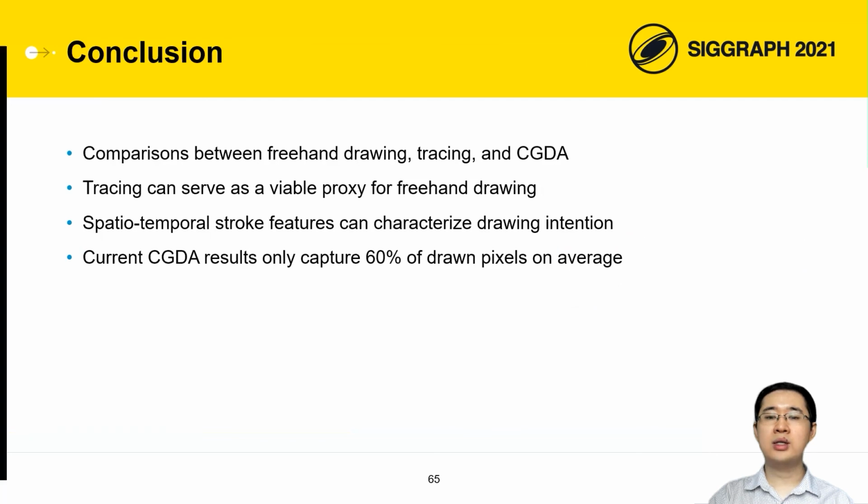To conclude, our dataset and analysis review the similarities and differences between freehand drawing, tracing, and computer-generated drawing approximation. Tracing is similar to freehand drawing in terms of temporal tendencies and representation choices, and thus can serve as a viable proxy for drawing. An analysis of the drawing process suggests that people's intention evolves over time, which can be characterized by similar spatial temporal stroke features. Current NPR and image processing results only capture 60% of drawn pixels on average, highlighting the great value of collecting hand-drawn data.